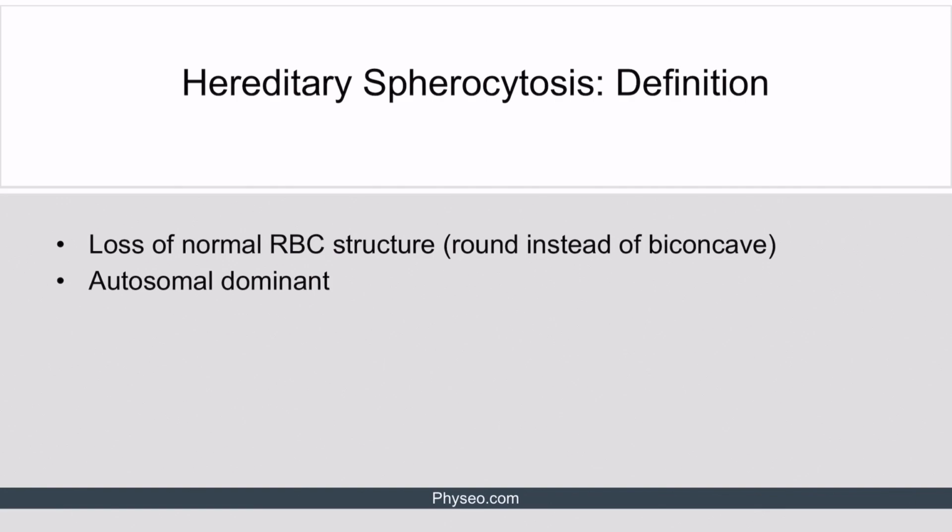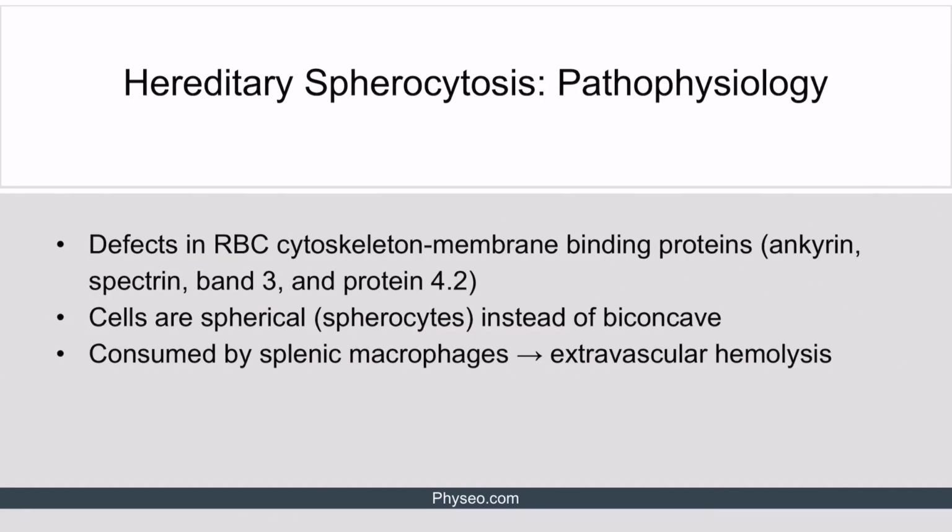In hereditary spherocytosis, red blood cells lose their membrane structure to become round in shape instead of biconcave. It is inherited in an autosomal dominant fashion. Hereditary spherocytosis is caused by defects in red blood cell cytoskeleton membrane proteins, including ankyrin, spectrin, band 3, and protein 4.2. This weak red blood cell membrane does not allow the cell to maintain its normal shape, so the cells are spherical instead of biconcave in shape and are called spherocytes.